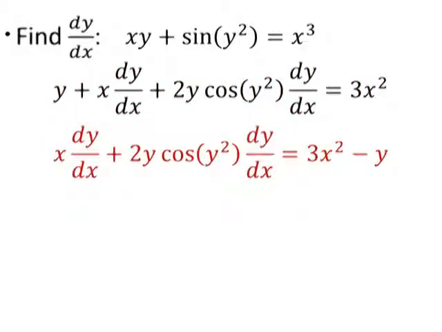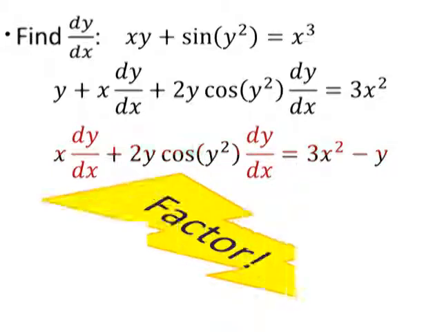For the next step, I'm going to isolate any terms that have dy dx in them. Doing so, by subtracting a y, I get x dy dx plus 2y cosine y squared dy dx equals 3x squared minus y. And then at this point I need to factor the dy dx's since they're common to all terms.